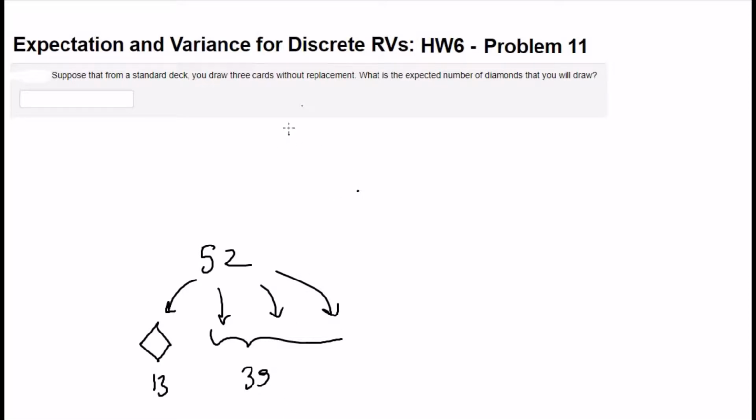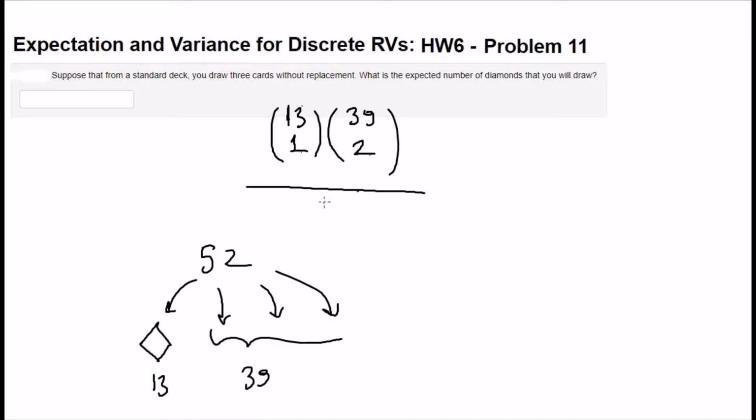So for the first card we are picking, the count is 13 choose 1. And non-diamond cards are 39, choose the rest 2, because we are picking 3 cards in total. And our total number of combinations is 52 choose 3.